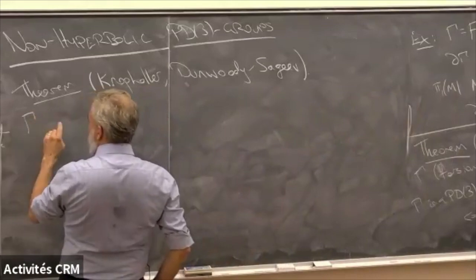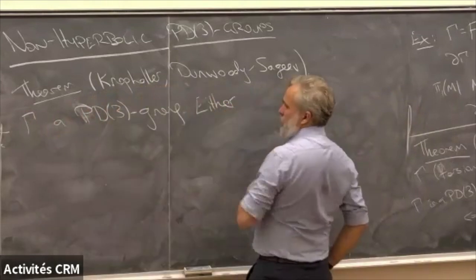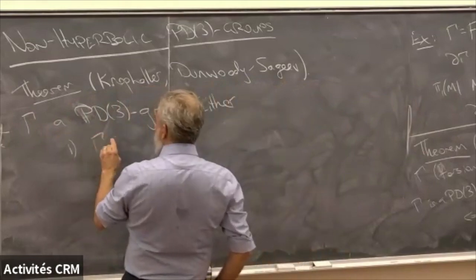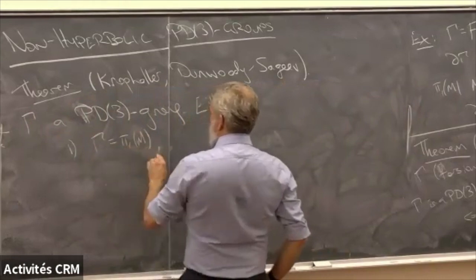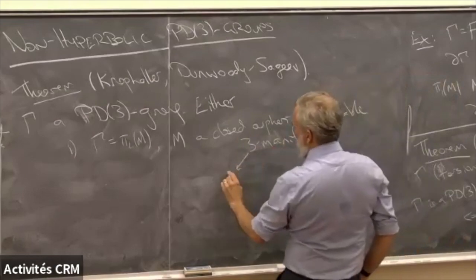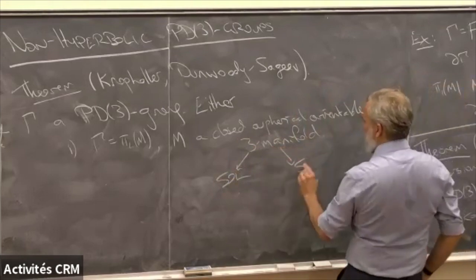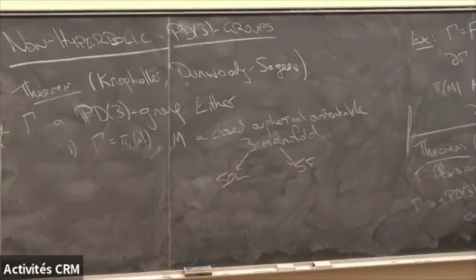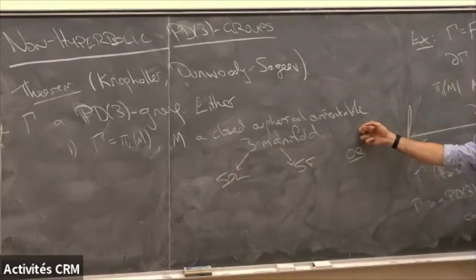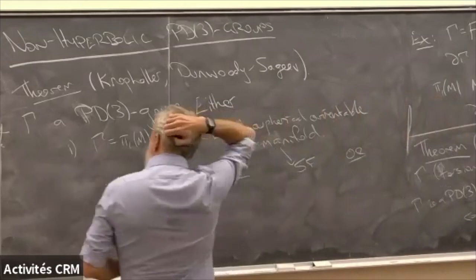So here's the statement: Γ a PD3 group. So either one of two things happens. Either one, Γ is already the fundamental group of a three-manifold, closed, aspherical, orientable, and it will be either of Sol geometry or of Seifert-fibered geometry. Okay. So that's one case. And in particular, notice it's already a three-manifold group and we've won. So we have nothing more to say here if we're just trying to answer Wall's question.